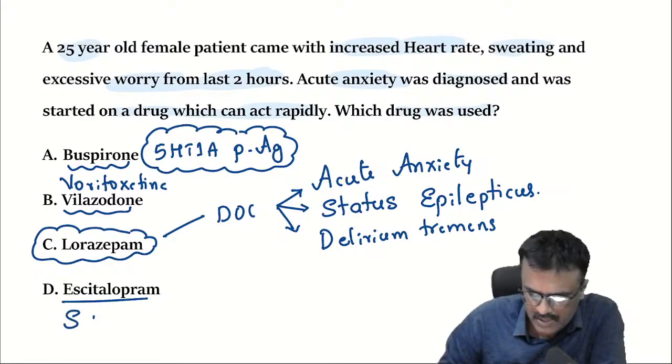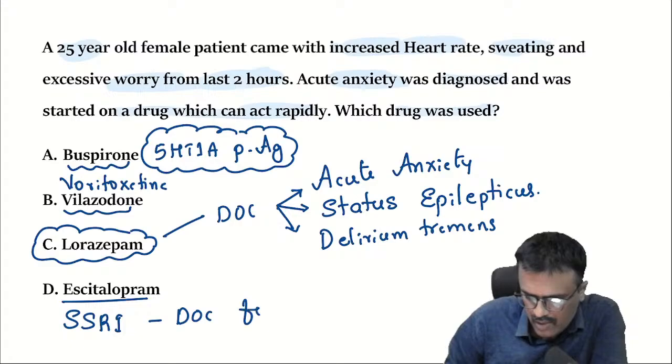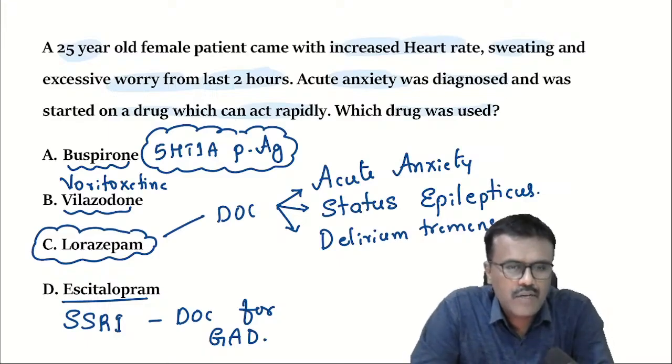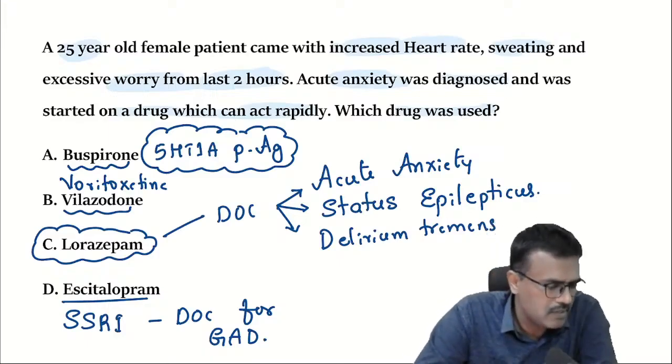Escitalopram is an SSRI. SSRIs are the drugs of choice for chronic anxiety or generalized anxiety disorder. But for acute anxiety, you have to give benzodiazepines. That is the answer. C.